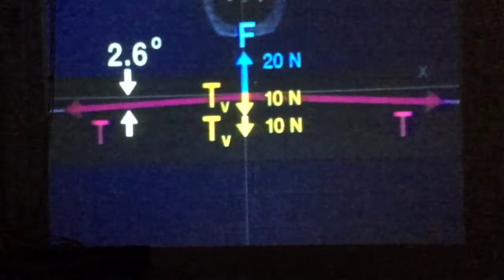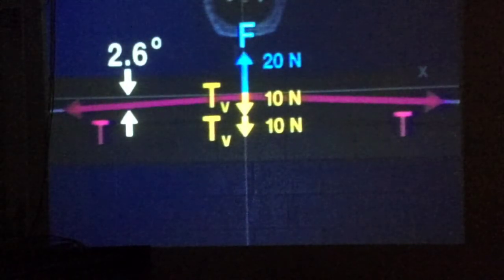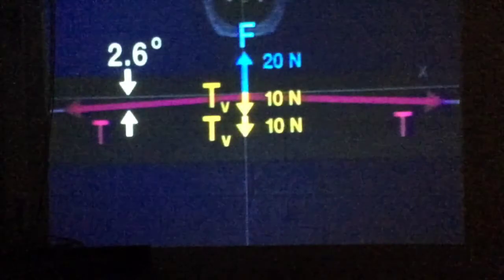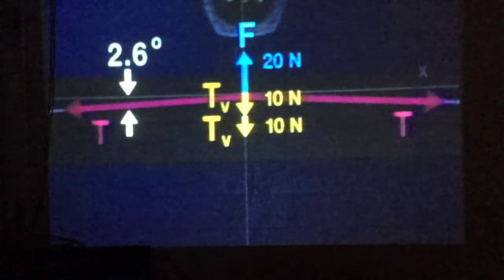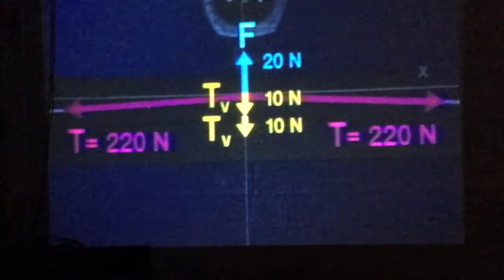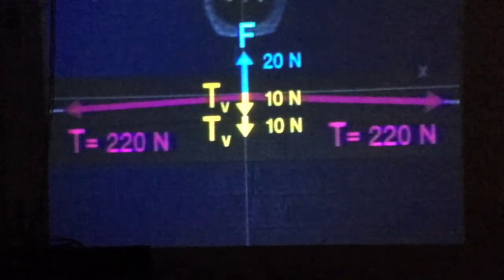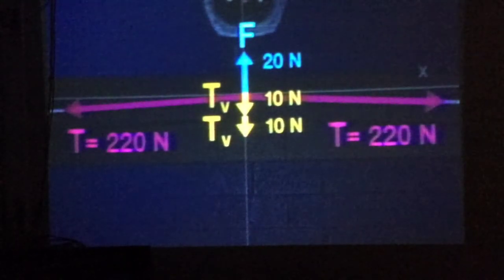Since the angle of deflection is so small, only a minute portion of the cable's tension pulls in a downward direction. As a result, the cable's tension must become extremely large to provide the balancing force in the vertical direction.